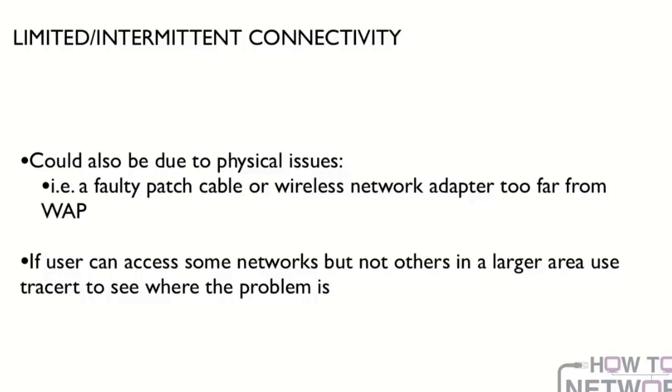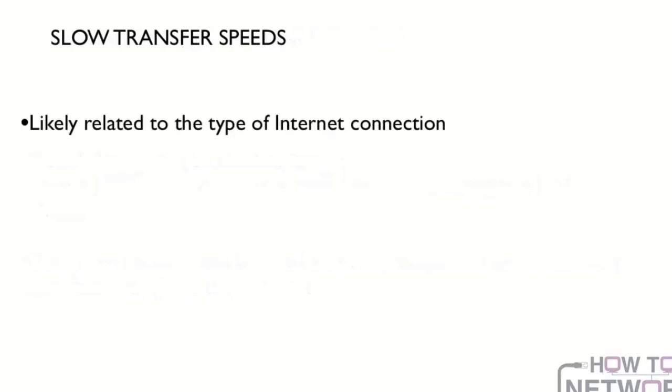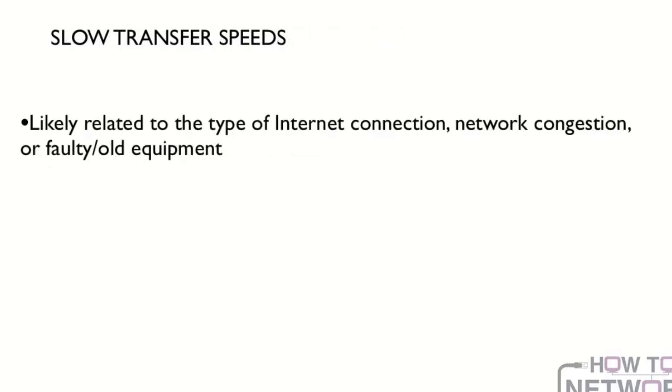That's the best thing about traceroute. It'll tell you when the device drops out. Now, if we're dealing with slow transfer speeds, this is probably related less to your network and more to old equipment, network congestion, or even the internet connection, depending on how large this is. At home, it's probably related to your ISP. At a bigger place, it could be related to a lot of traffic or old switches or old hubs being used instead.